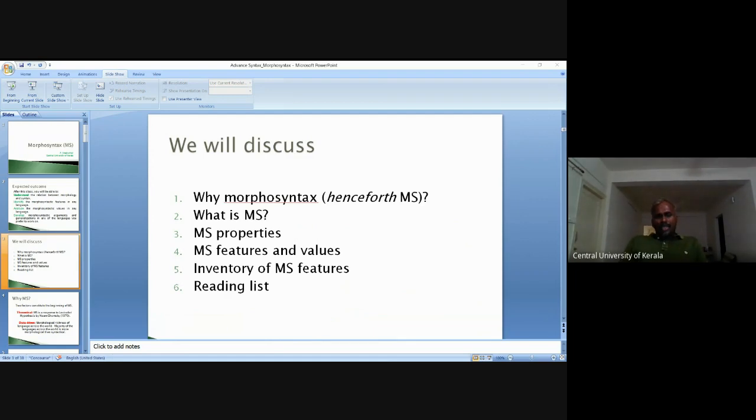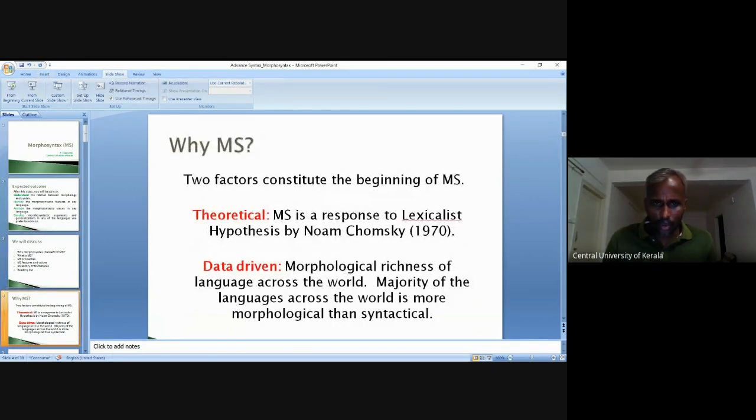And why morphosyntax? See, there are two factors that constituted the development of morphosyntax.